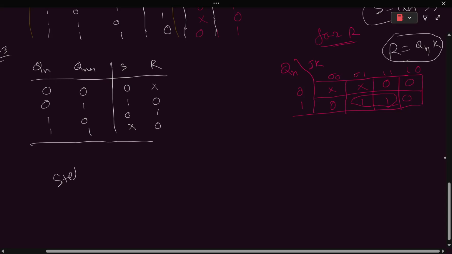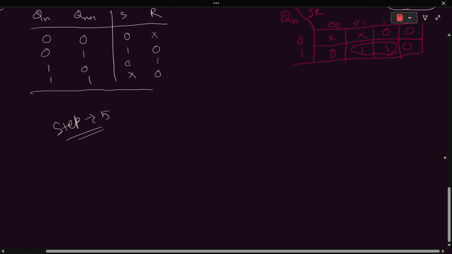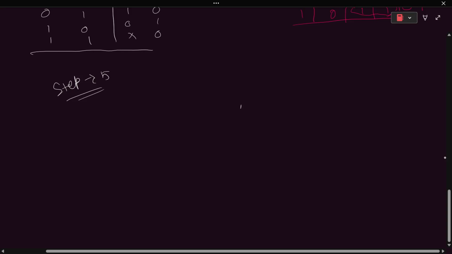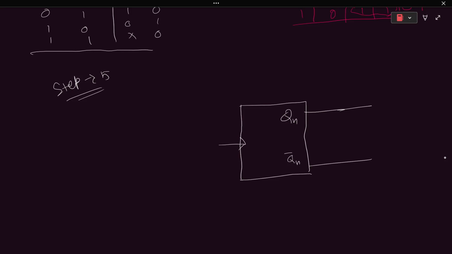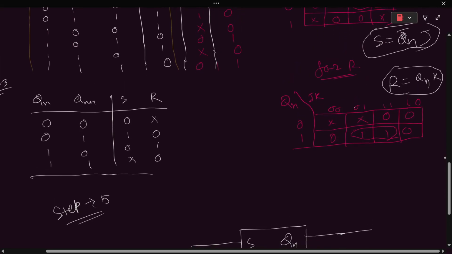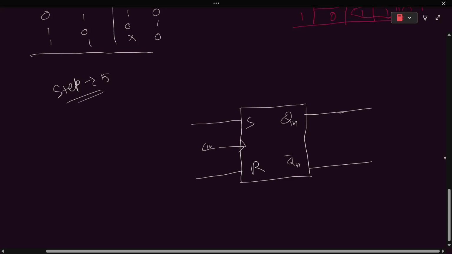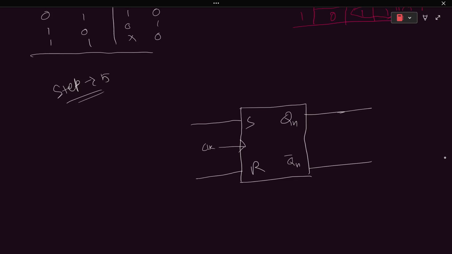Okay, so now the step 5, the converted circuit. I need to draw. So what flip-flop do we already have? We already have the SR flip-flop. So let's draw the circuit or block diagram of the SR flip-flop. This is Qn, this is Qn complement. This is the negative edge clock block. And this is S, this is R. So what is the expression of S? S is Qn complement J. So in S we have the AND operated output of Qn complement and J.